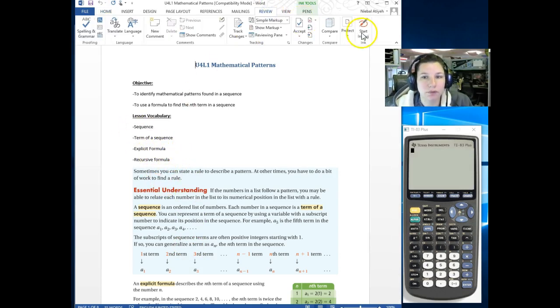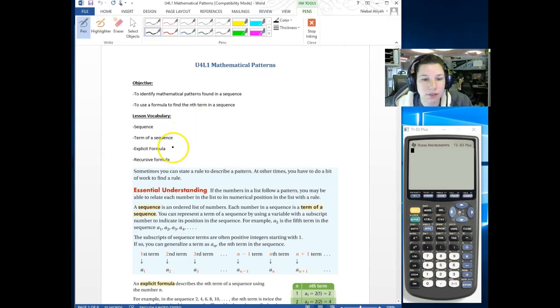There's an explicit formula. When something is explicitly stated, it's direct. It goes straight to the point. So an explicit formula will let you jump directly to whatever term you're looking for. If you want the 100th term, you can find that directly.